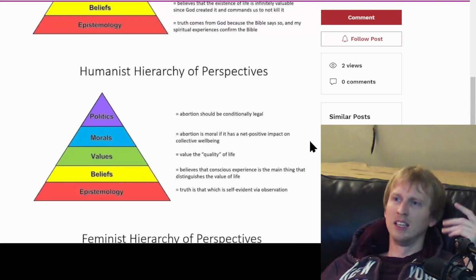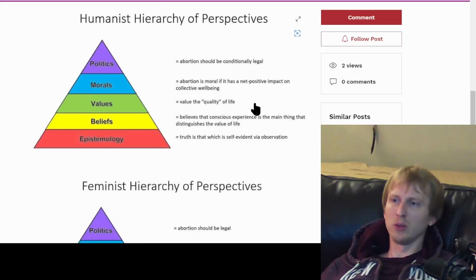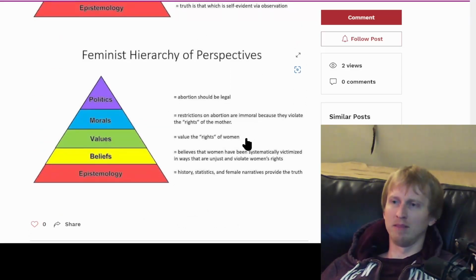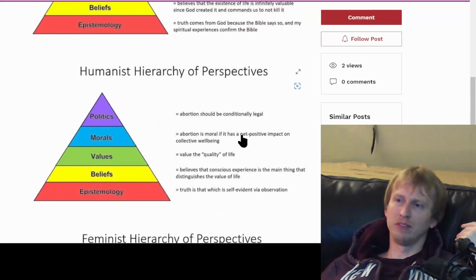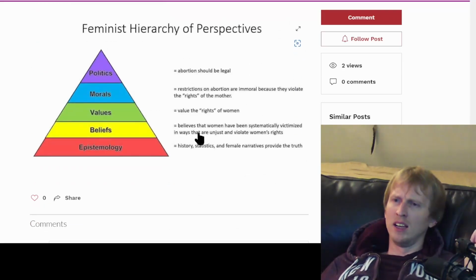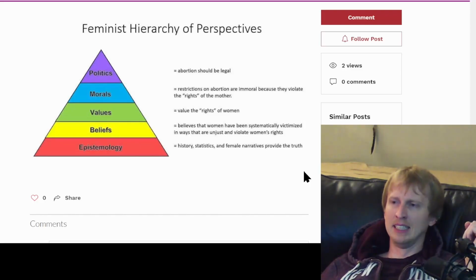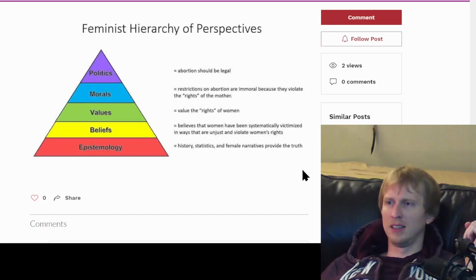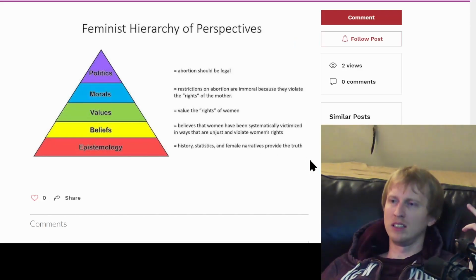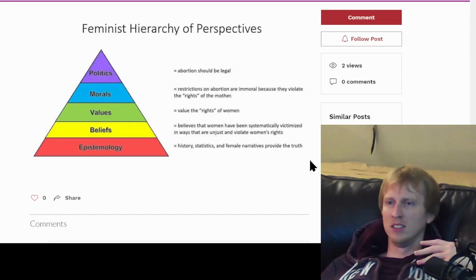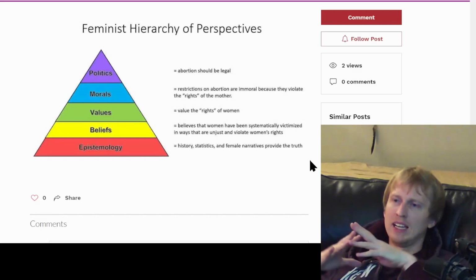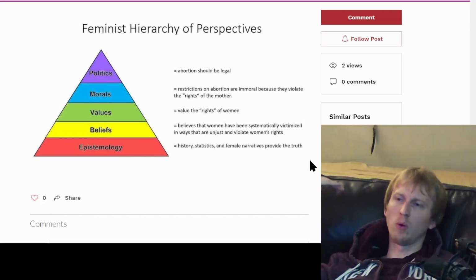Again, to contrast, theoretically, you could value the fact of life, you could value the quality of life, or you could value the rights of women. Perhaps the rights of women trump both of these things. You could argue that. What would be the belief that undergirds that? Believes that women have been systematically victimized in ways that are unjust and violate women's rights. Something like that. Maybe you could go a different way and say that bodily autonomy or dignity, there are different beliefs that might support it. There could be multiple beliefs that intertwine and build a foundation for why we value the rights of women.